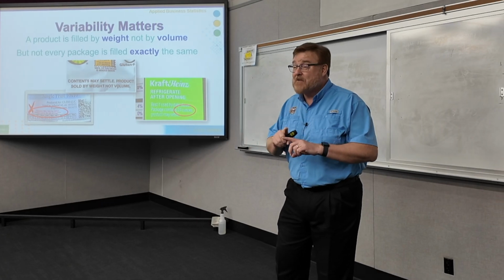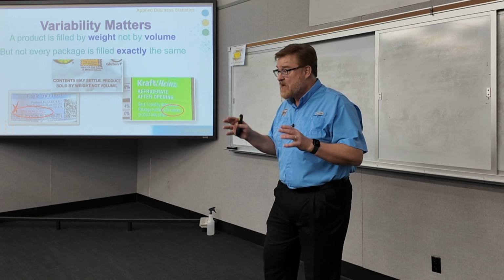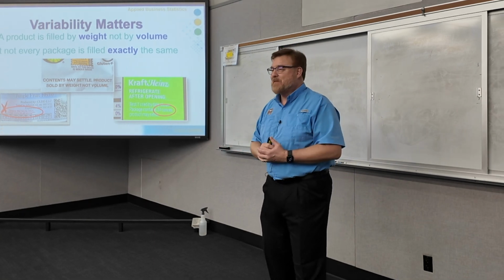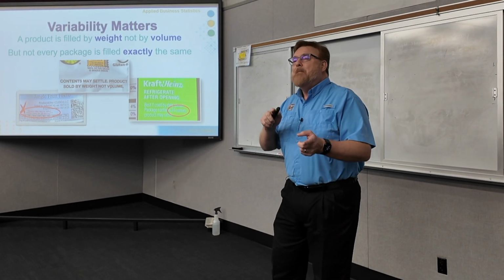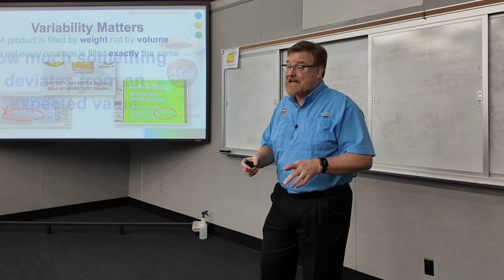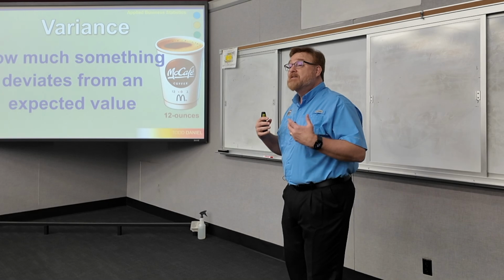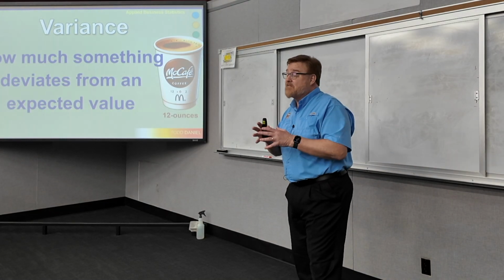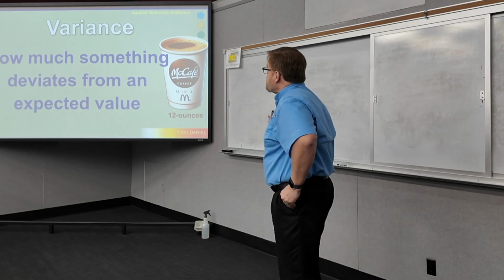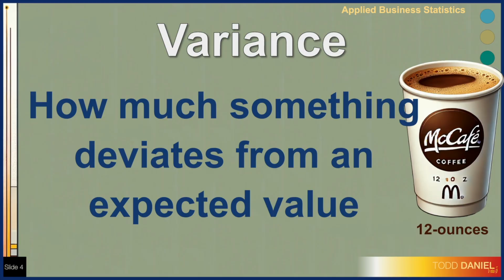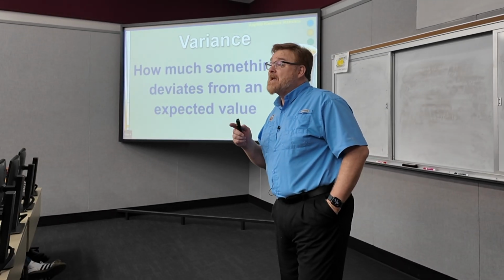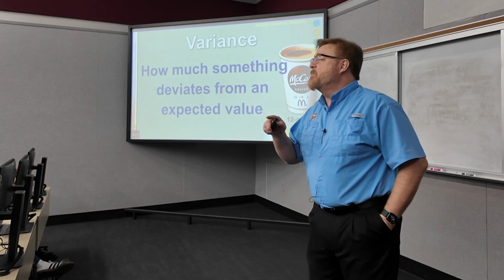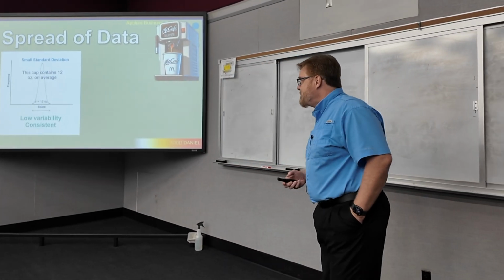But I guarantee if we looked at enough of these containers, we'd find that it's close to 24 ounces, or if we looked at enough coffee cups, close to 12 ounces, but not every one is going to be filled exactly the same. There will always be some variability around any of these fills or point estimates. Variance, which is what we're going to be talking about, is how much something deviates from an expected value. If you expect 12 ounces in the cup, you should be getting really close to that, but some will be a little more and some will be a little less.